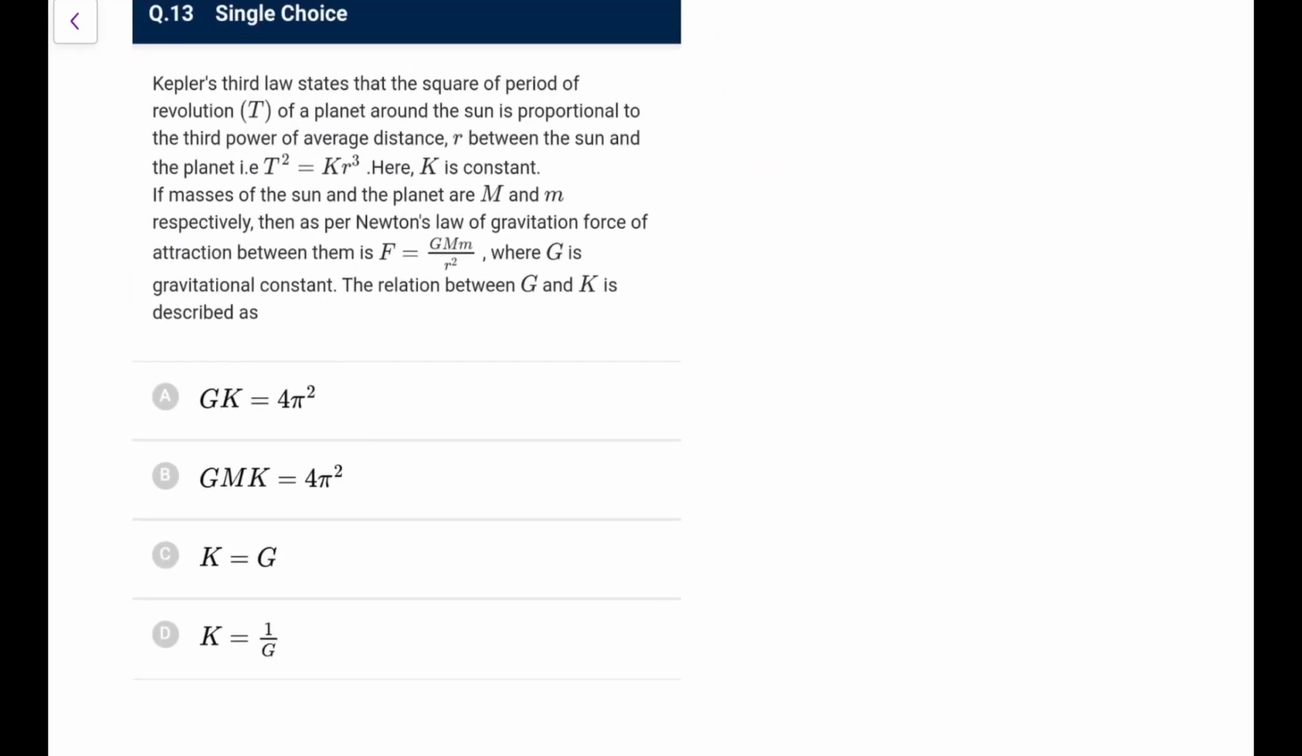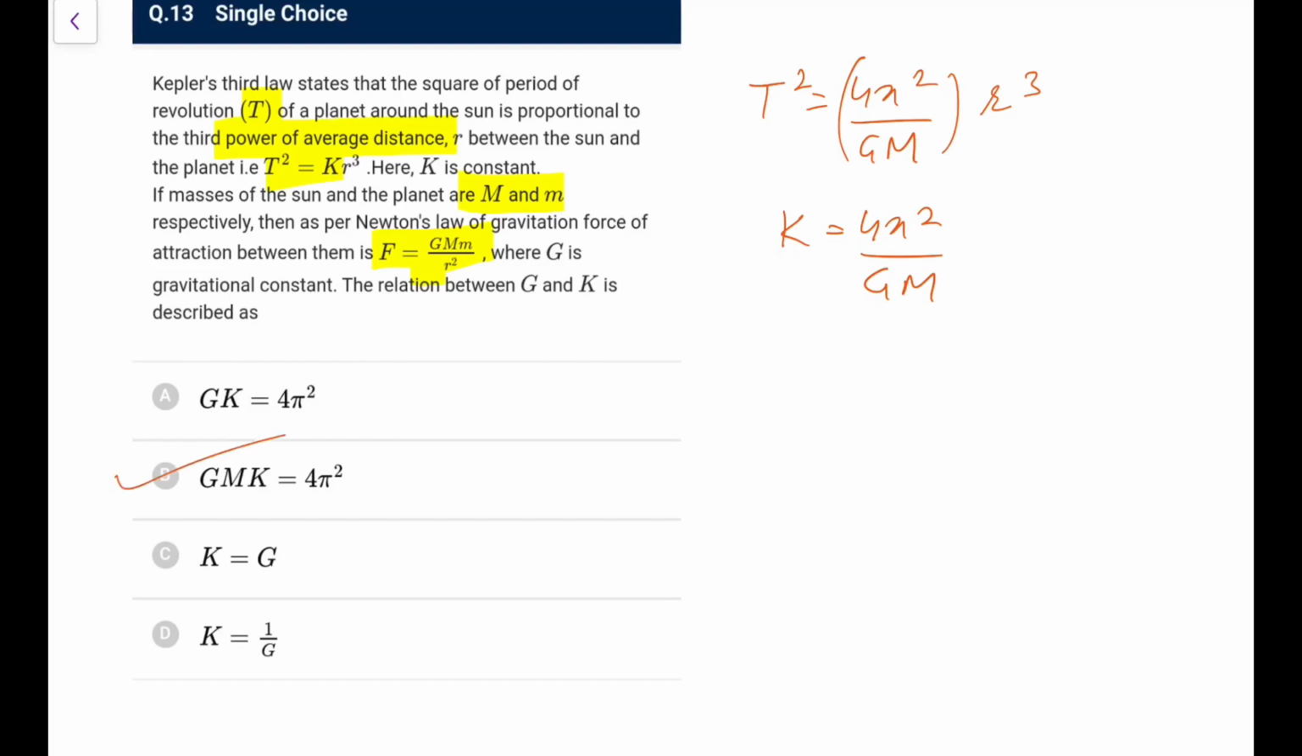Next one. Kepler's third law states that the square of the period of revolution of a planet around the sun is proportional to the third power of the average distance. Okay, T square is K R cube. If masses of the sun and the planet are M and m, and as per Newton's law, this is the relation between G and K described as. You remember this, no need to derive it. You know T square is 4 pi square upon G, mass of the sun, which is capital M, which is given, into R cube or small r cube, whatever you write. This is the relation that you already know. So K is 4 pi square upon GM. So GMK is 4 pi square. You directly remember this. If you want, you can derive it, but there's no point. You all remember this.